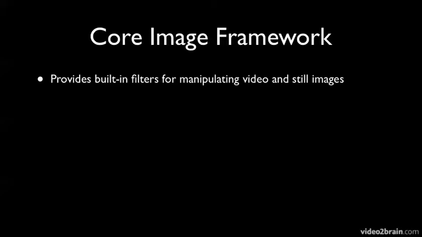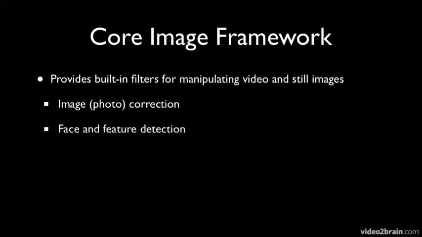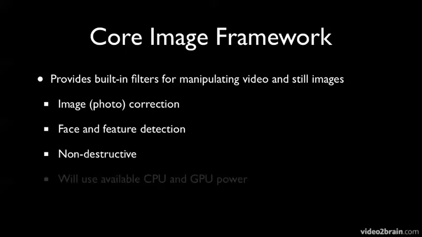The Core Image Framework gives us some built-in filters for manipulating video and still images. We can perform image correction, so red-eye correction on photos, for example. We can perform face and feature detection. And when we change images, the work we do is non-destructive. We don't change the original photos, but we save copies.